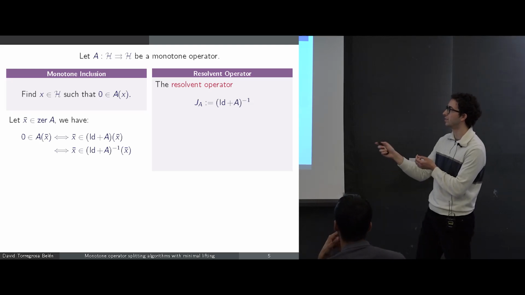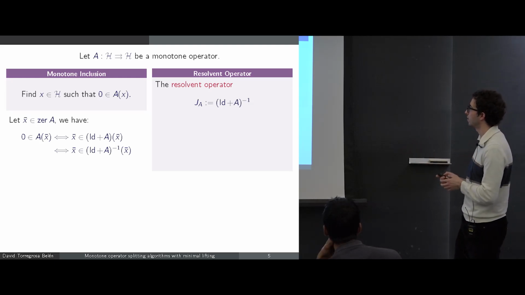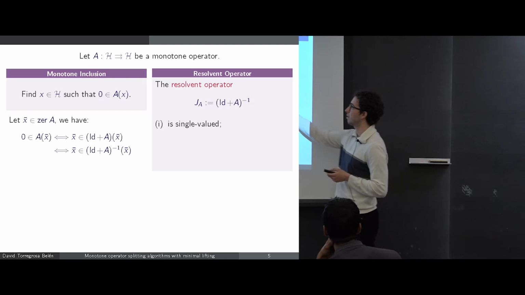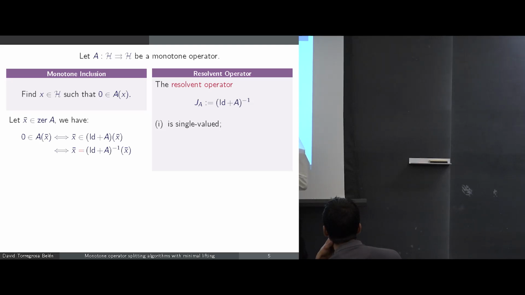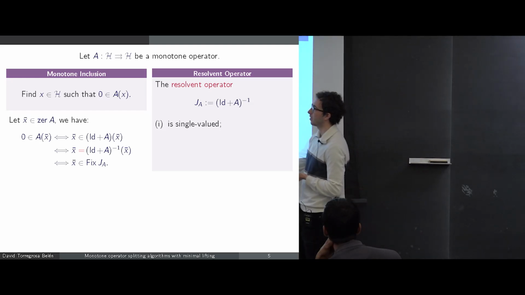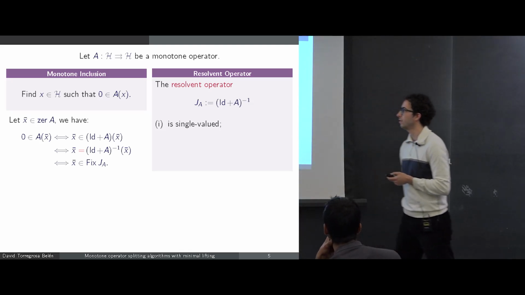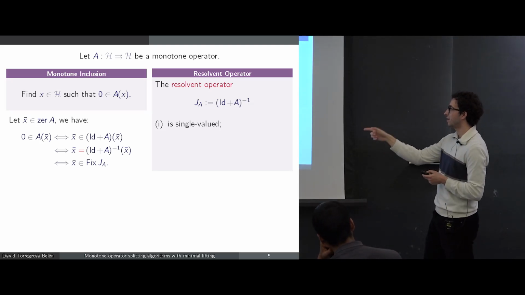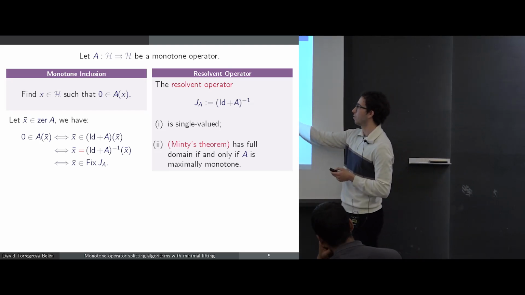I'm going to use J to denote the resolvent. There is one property of this operator, that it is single valued whenever A is monotone. So here what I have is an equality, and then what I can say is that the problem of finding a zero of a monotone operator is equivalent to the problem of finding a fixed point of its resolvent. Okay? There is also another property of the resolvent operator, that it has full domain if and only if the monotone operator A is maximally monotone.